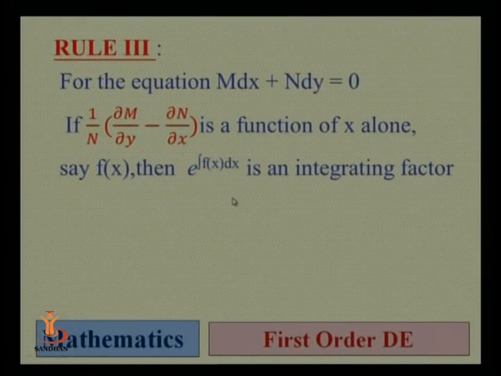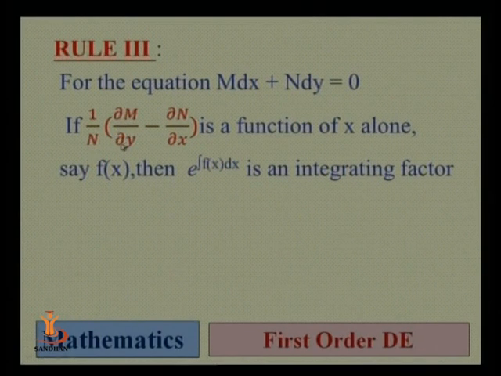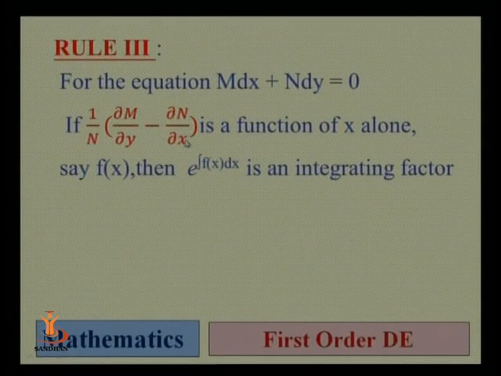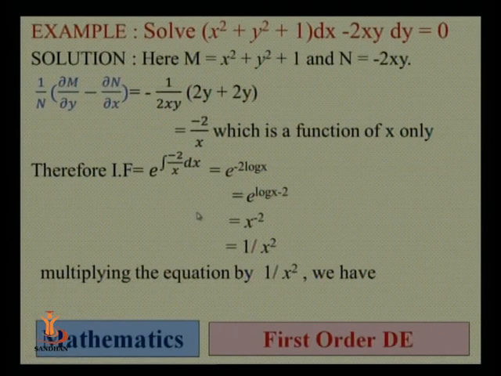Now rule 3, that is M dx plus N dy equal to 0. If 1 upon N times (del M by del y minus del N by del x) is a function of x only, say f(x), then e raised to the integration of f(x) dx is the integrating factor. Let's see with an example.